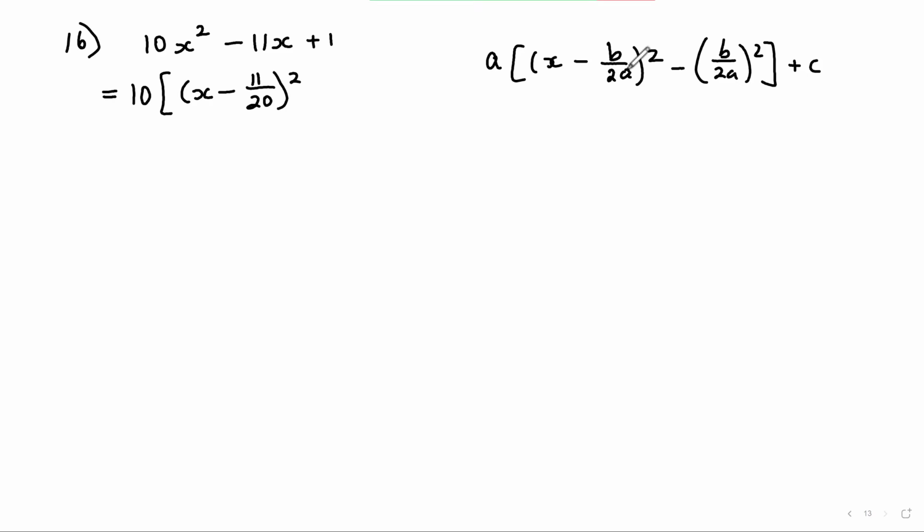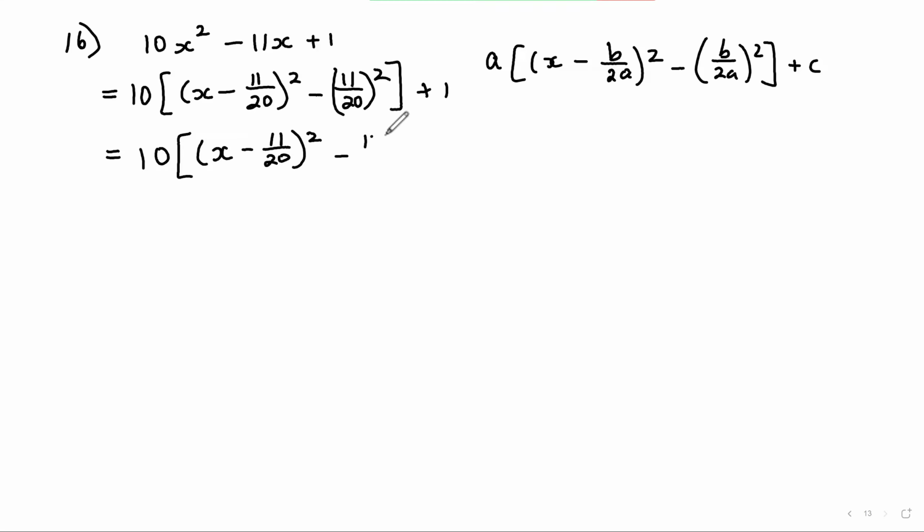Oh, minus 11 over 20 again. Yeah, you have to do that part, right? And squared. Then you plus the 1. So 10 open brackets x minus 11 over 20 squared, minus, one second, I'll help you, 121 over 400, plus 1.